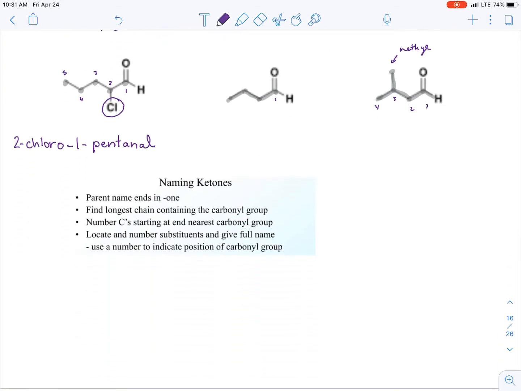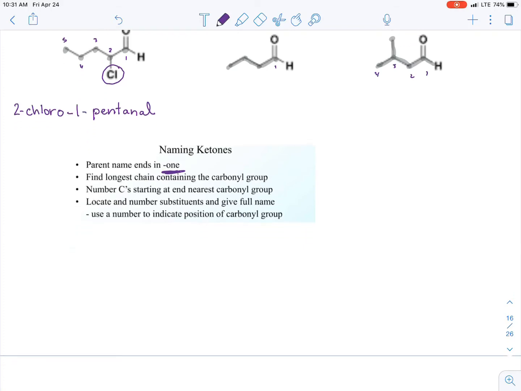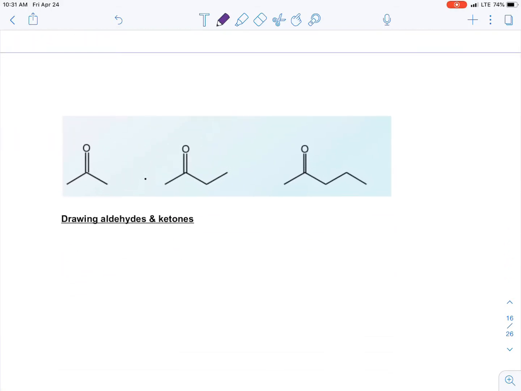Okay, now ketones, similar type thing. Now, remember, this time it's going to end in -one, right? And so we're going to do the same exact thing, except instead of writing AL at the end, we're going to write ONE. Oops, where are they? Here they are. Okay, so the difference again, the double bonded oxygen is not on one of the end carbons. It's not on carbon number 1, is it? Right?